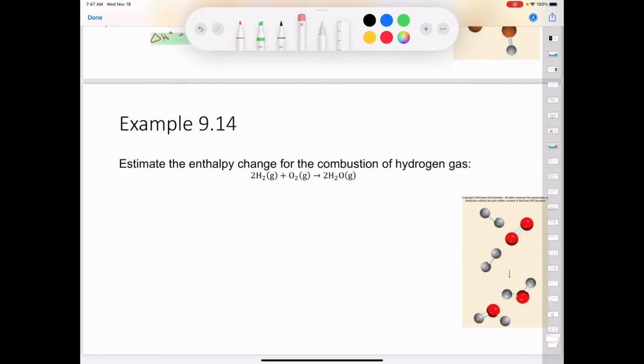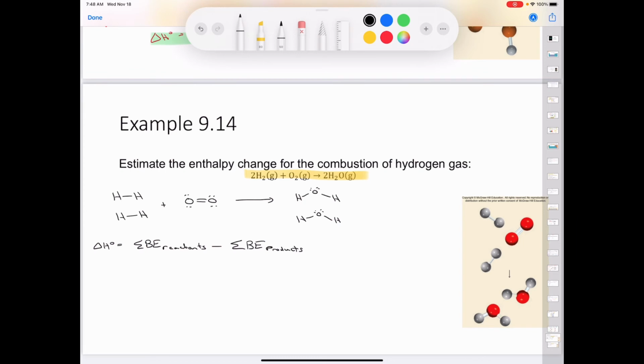Question 9.14 asks us to estimate the enthalpy change for the combustion of hydrogen gas, which is shown right here. 2 H2 plus O2 gives us 2 moles of H2O. We basically follow the same procedure that we did in example 9.13. Note, however, that H2O is a polyatomic molecule, so we're going to need to use the average bond enthalpy value for the oxygen-hydrogen bond. Here I've written down the equation that we're going to use to calculate our delta H for this reaction, and I've written the Lewis structures of all the reactants and the products.